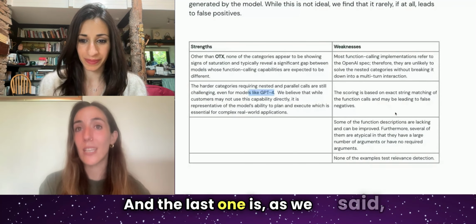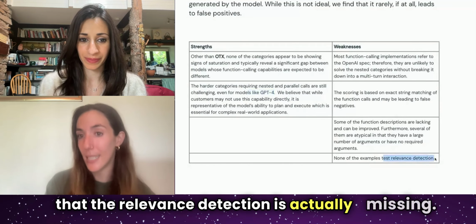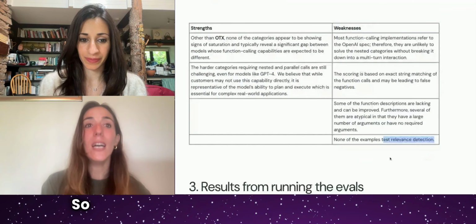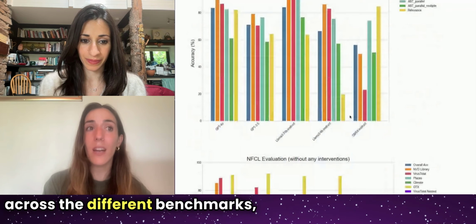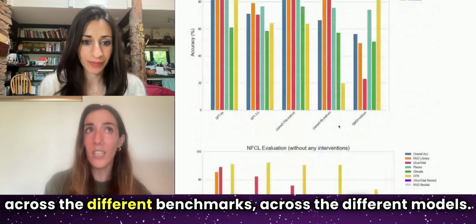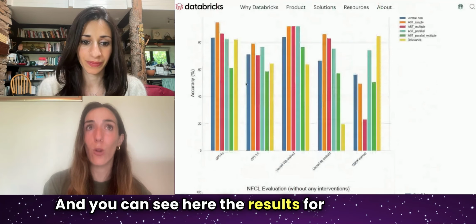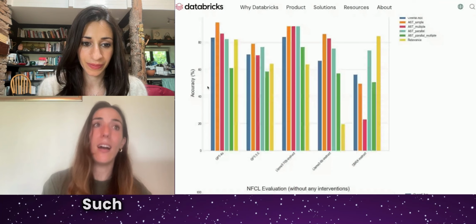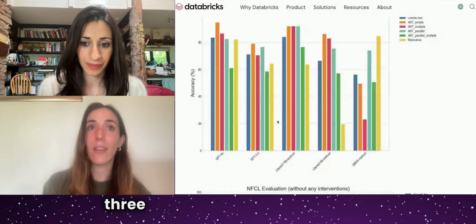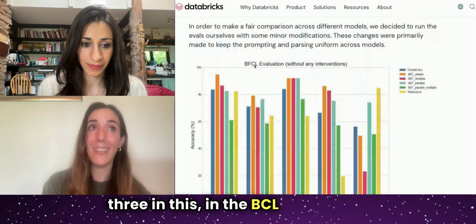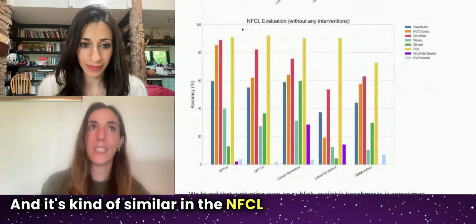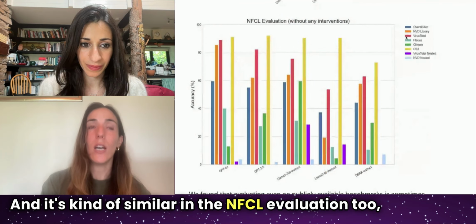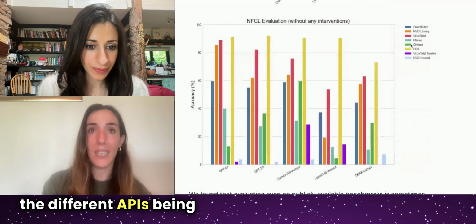And the last one is, as we said, that the relevance detection is actually missing. So they went and created all of these results across the different benchmarks, across the different models. And you can see here the results for each model. ChatGPT performs better than Llama 3 in the BFCL evaluation. And it's kind of similar in the NFCL evaluation too, depending on the different APIs being hit.